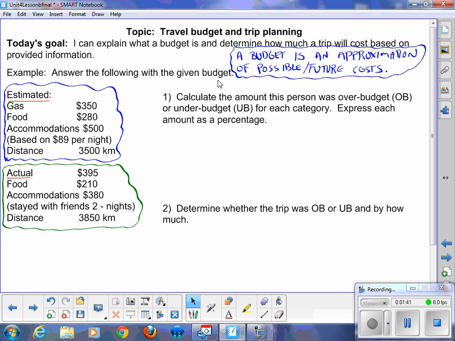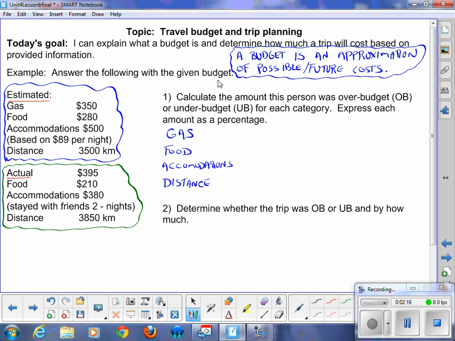So the first question is calculate the amount this person was over budget or under budget for each category. Express each amount as a percentage. So let's first of all get the under or over. The categories were gas, food, accommodations, so that's hotel rooms or places to stay, and the distance, even though the distance is tied in with how much it costs in terms of gas.